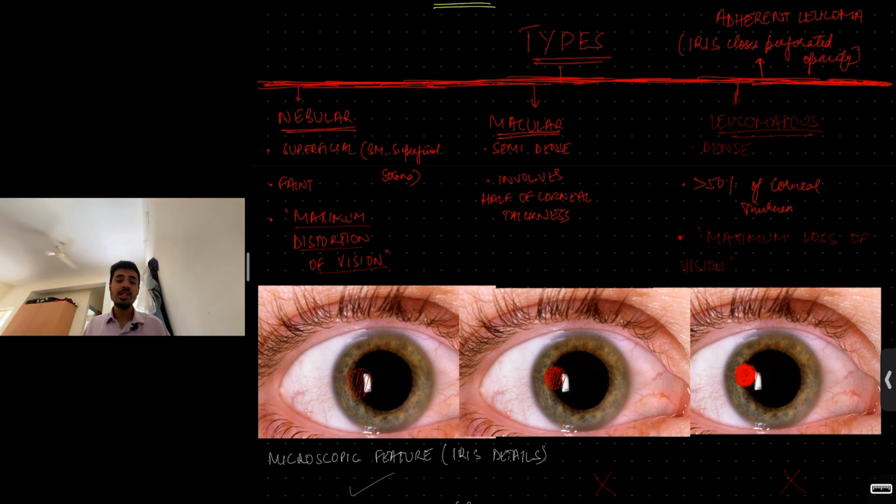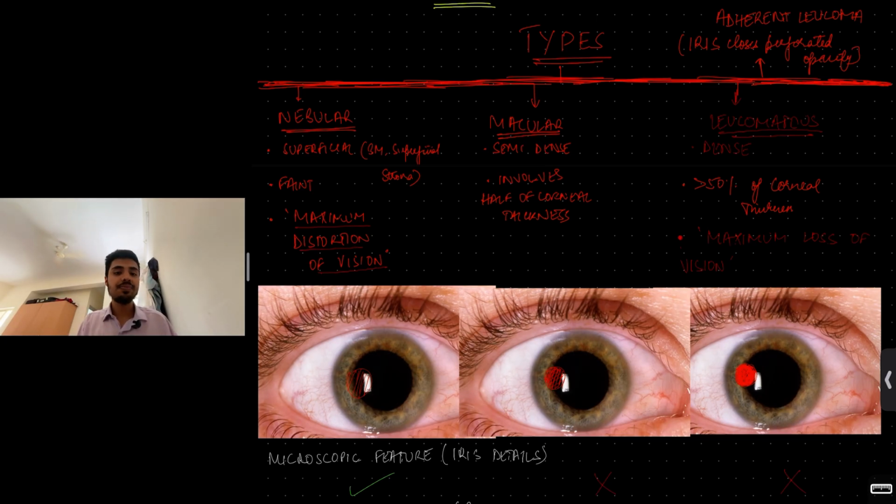Nebular actually causes the maximum distortion of vision. Why? Because it is so thin, light can pass through it, but it abnormally bends the light, so refraction is affected, hence it leads to distortion of vision. So maximum distortion of vision is actually because of nebular corneal opacity.